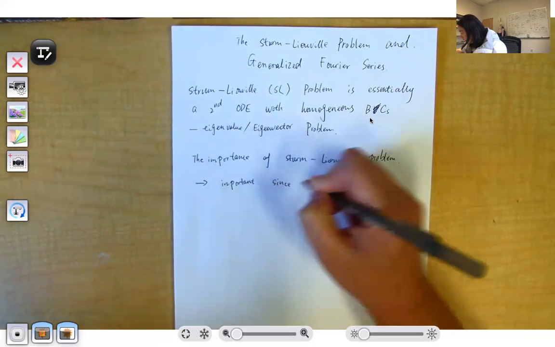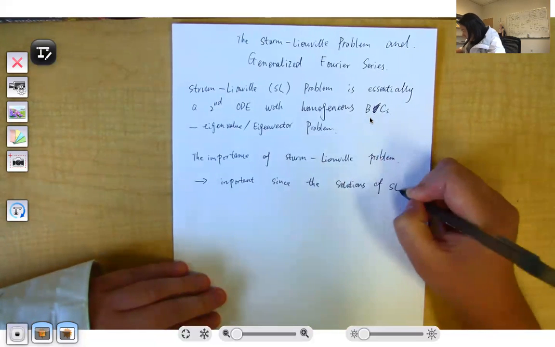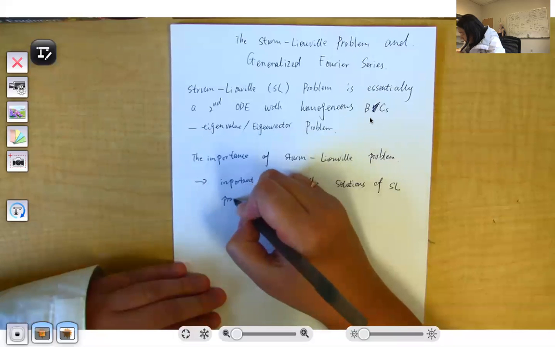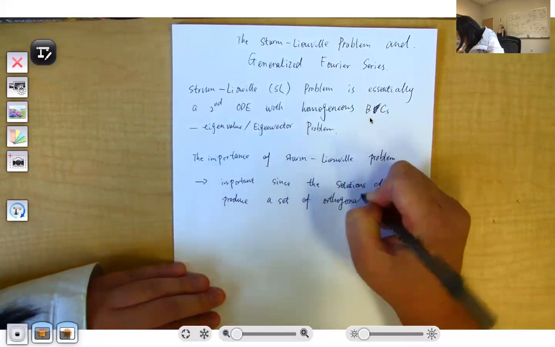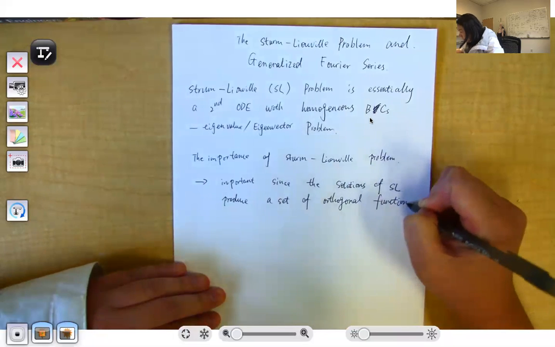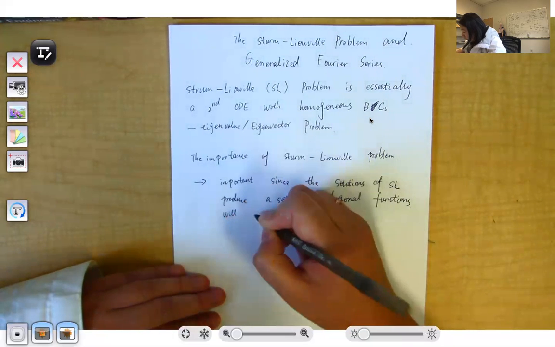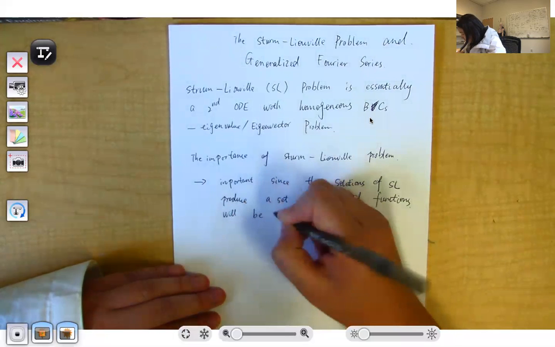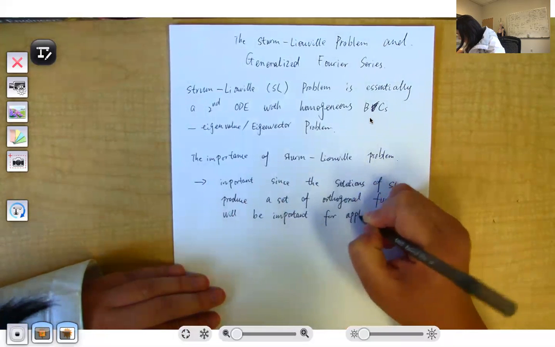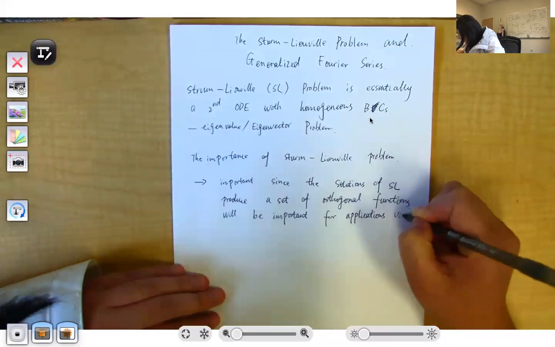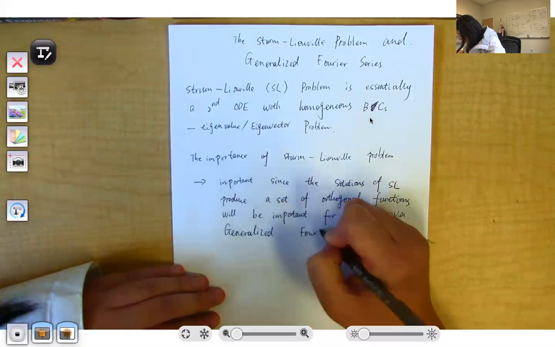So that is important since the solutions of the SL problem produce a set of orthogonal functions, and that will be important for application to generalize Fourier series.